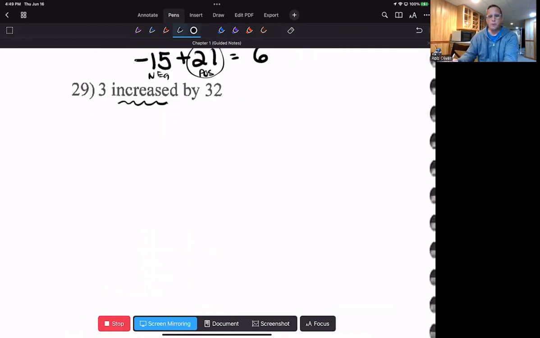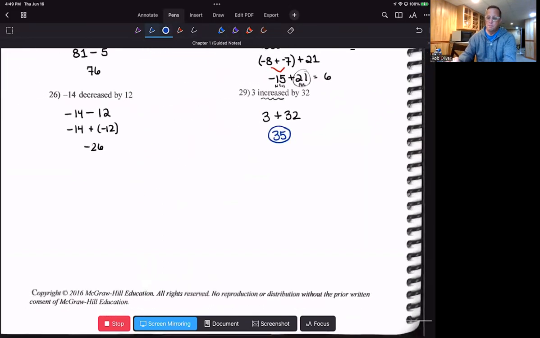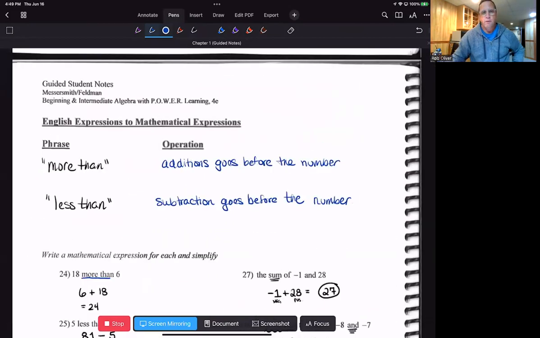All right, 3 increased by 32. The word increased is telling you that it's going to be addition or a positive value. So 3 increased by 32 means 3 plus 32, which is 35. Okay, so that does it for lesson 1.5.